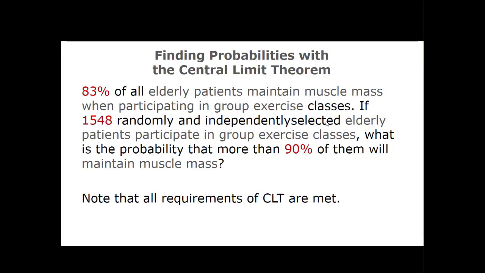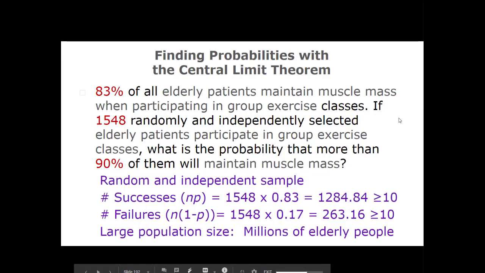Remember, the 3 conditions are: 1, that the sample was randomly and independently selected; 2, that the numbers of successes and the number of failures are greater than or equal to 10; and 3, that the population is at least 10 times larger than the sample size. So hopefully you had a chance to try this by yourself, but let's see what we got together.